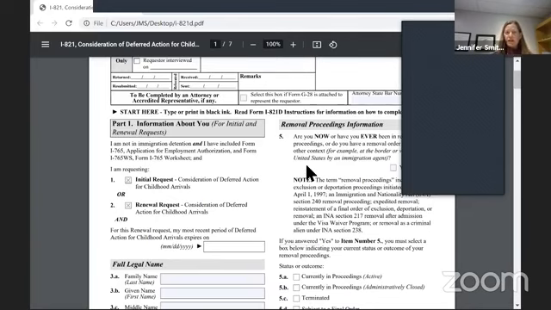You can apply for DACA if you've been in immigration court in the past, if you've been in what we call removal proceedings, or even if you've been ordered deported in the past.